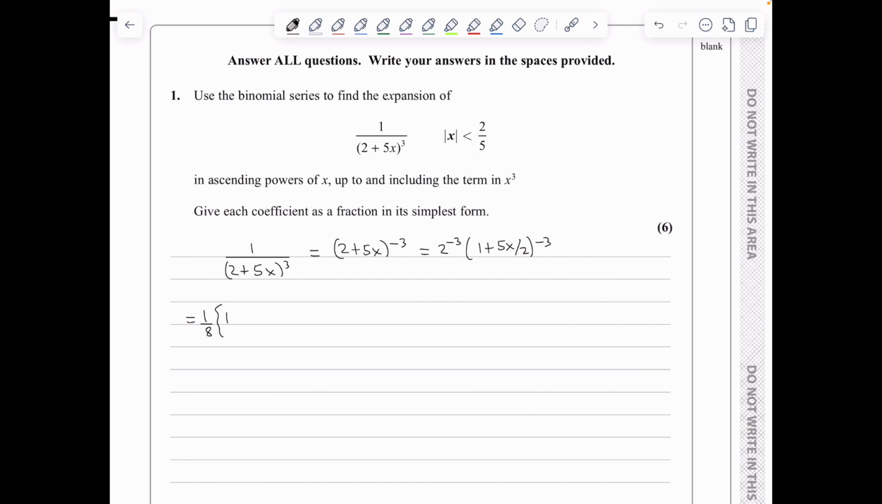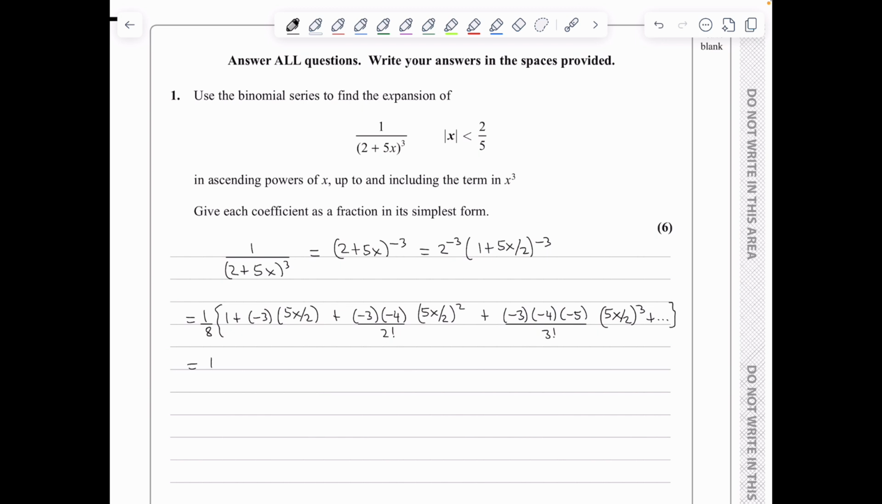So we've got 1 plus the power of negative 3 times 5x/2, plus negative 3 times, I deduct 1 from the power, so negative 4, over 2 factorial times (5x/2) to the power of 2. And then we've got minus 3 times minus 4 times minus 5 over 3 factorial times (5x/2) raised to the power of 3, plus dot dot dot.